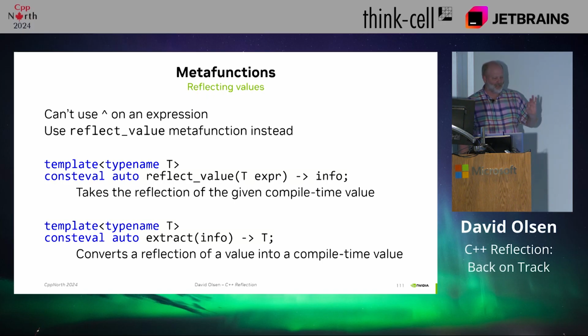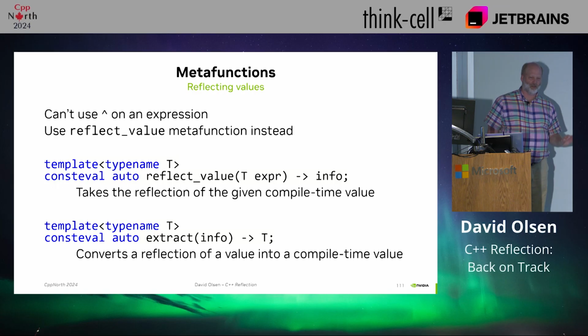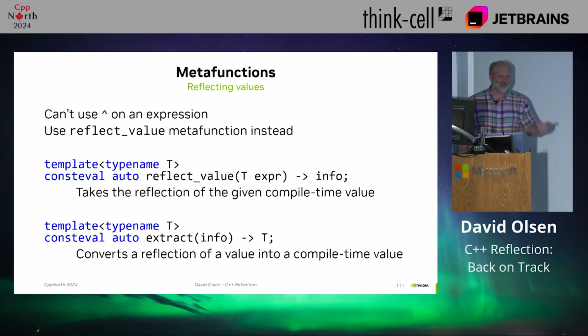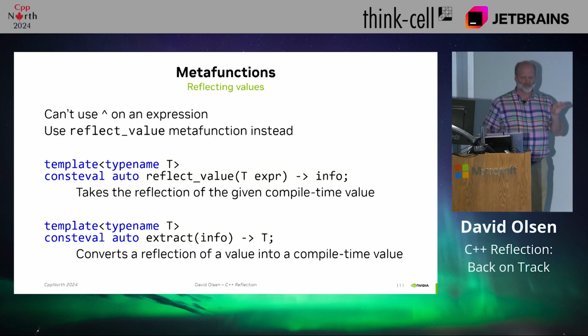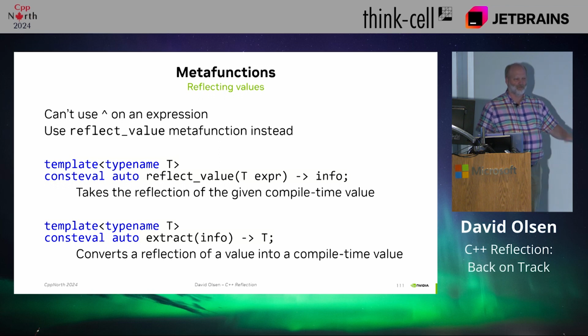So I mentioned you can't use the reflection operator on an arbitrary expression, but you can have reflections of values, of compile time values. So to get the reflection of the value, you have to use the reflect_value metafunction rather than the reflection operator. So you give reflect_value any compile time value, and it'll give you back the reflection for that. And if you want to go the other way, use extract, and you have to specify the type that you're expecting to get out.